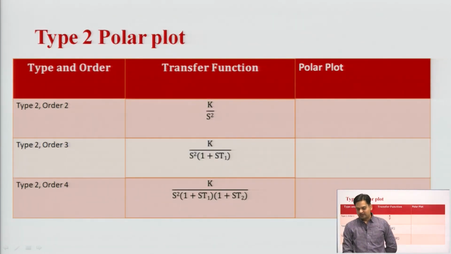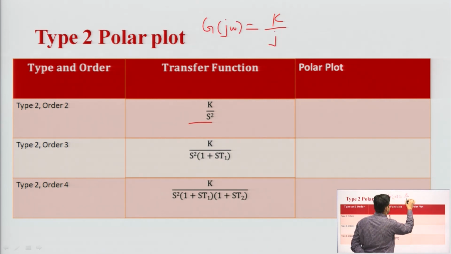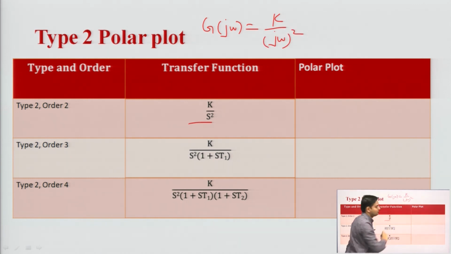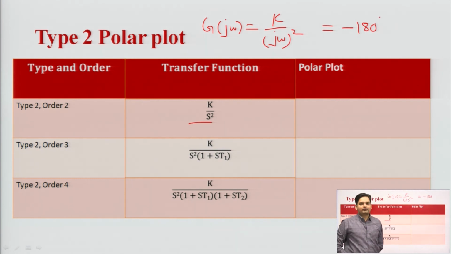In the same way, the polar plot for type 2. So, here my type 2 order 2 is K over s squared. It means K over, I have to replace this s by j omega, K over (j omega) squared. So, if a single pole is lying at the origin, total phase is minus 90. If two poles are lying at the origin, total phase is minus 180. It means I will get here a minus 180 degree phase shift.